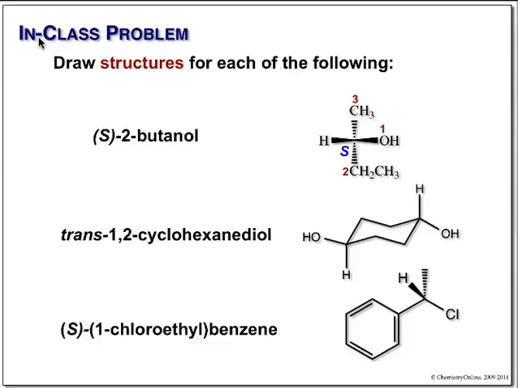Our highest priority, of course, is going to be the chlorine. Our next is going to be the benzene ring, and our third here is going to be the methyl group. Our hydrogen is pointing forward, so we're going to reverse whatever answer we get. This looks clockwise to me, but again, this is facing forward, so this is in fact S stereochemistry.